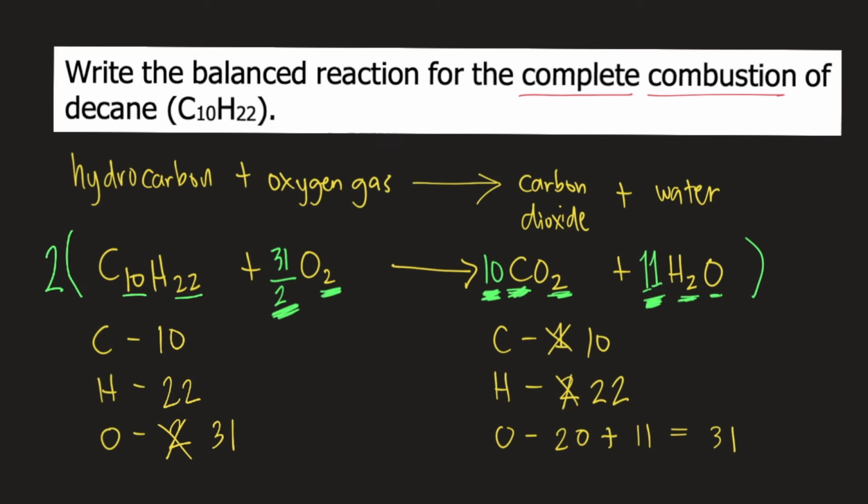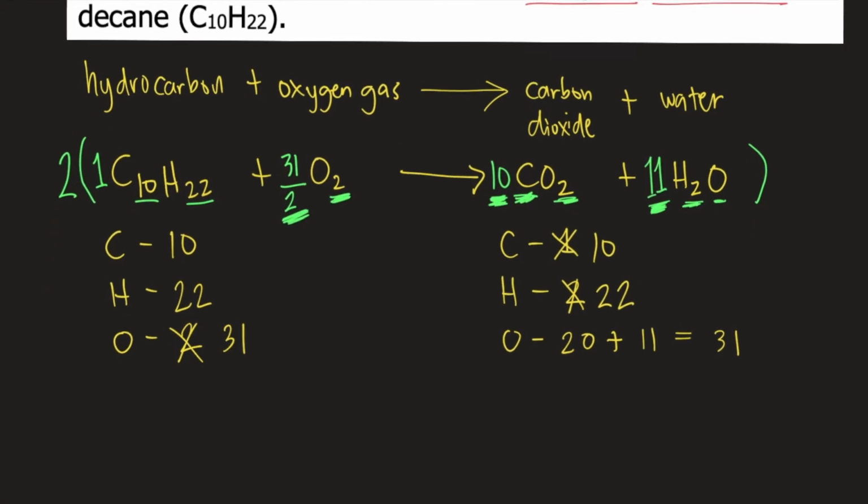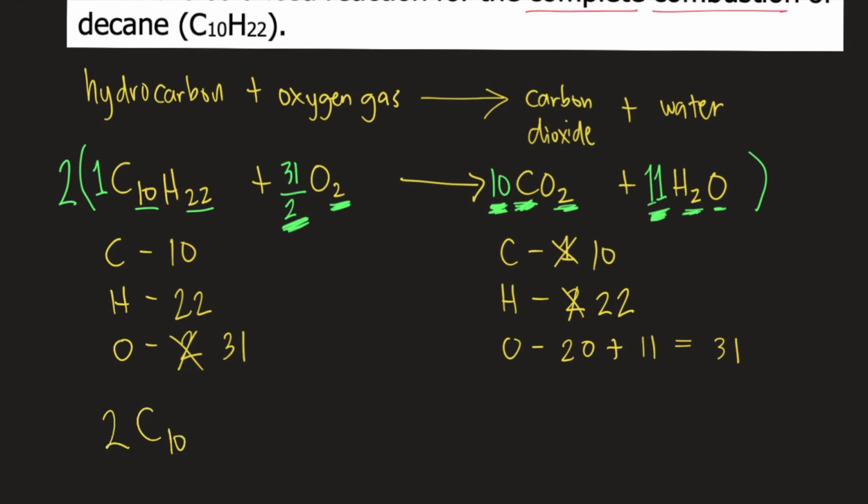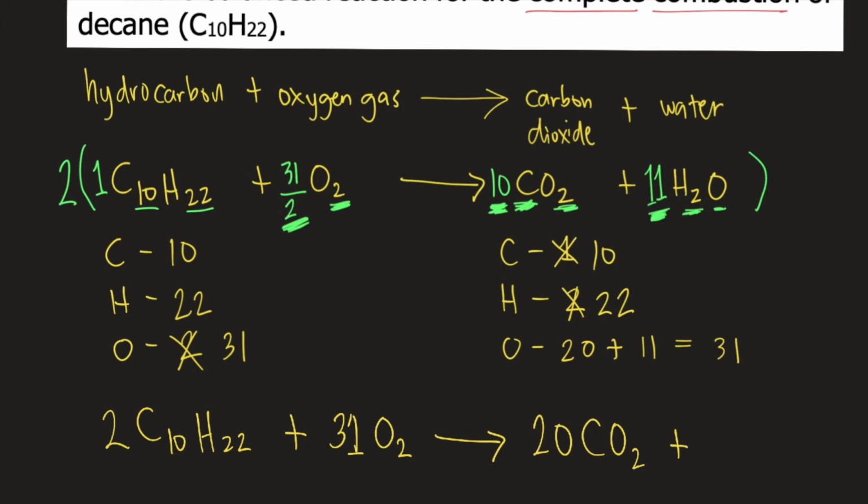So let's start with decane. The coefficient of decane is 1. So 2 times 1, that's 2 C10H22. 2 times 31 over 2, that's 31, so 31 O2. 2 times 10, that's 20 CO2. 2 times 11, that's 22 H2O.